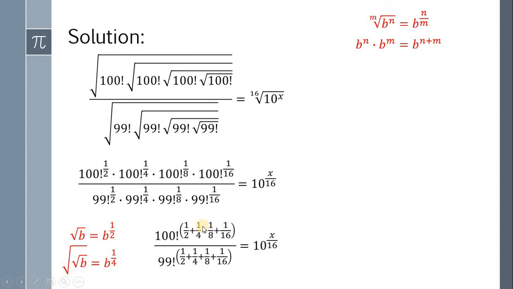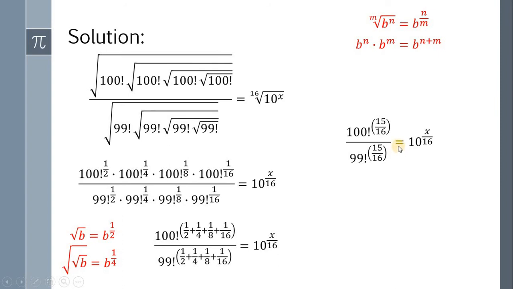Now, if we get the sum of 1/2 plus 1/4 plus 1/8 plus 1 over 16, we get 15 over 16. So our equation now becomes 100 factorial raised to 15 over 16 all over 99 factorial raised to 15 over 16 is equal to 10 raised to x over 16.